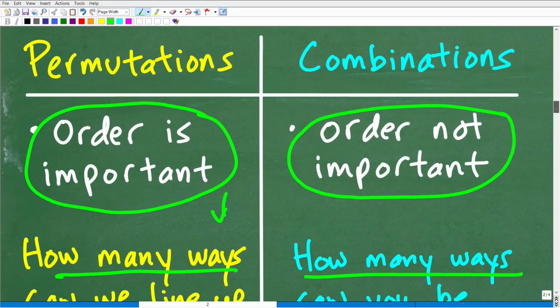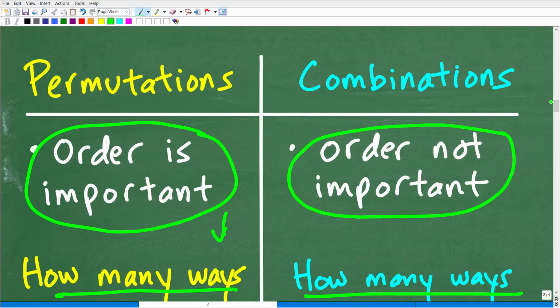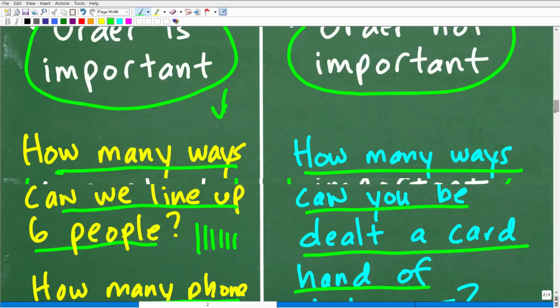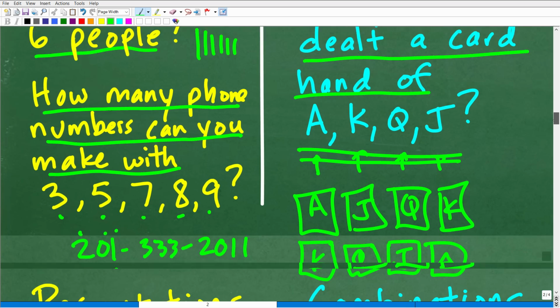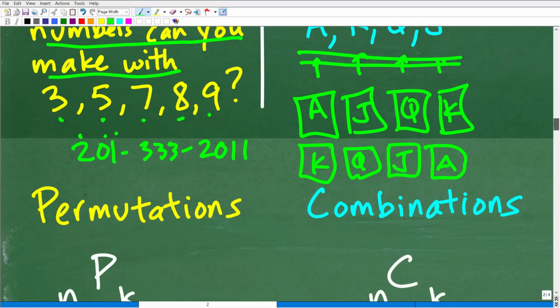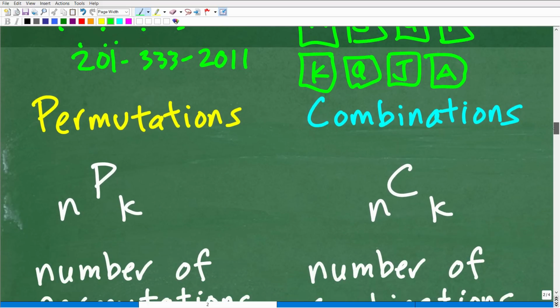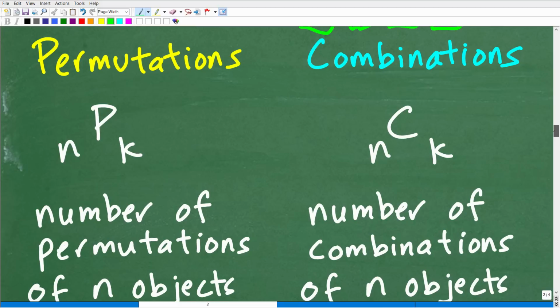So again, first things first, you've got to consider the situation and answer: is order important, or is order not important? You do have to put some thought into it, because sometimes the situations are not so clear. But it's going to make all the difference in the world, because if you treat a permutation as a combination situation, or a combination situation as a permutation situation, then you're going to end up with the wrong answer.